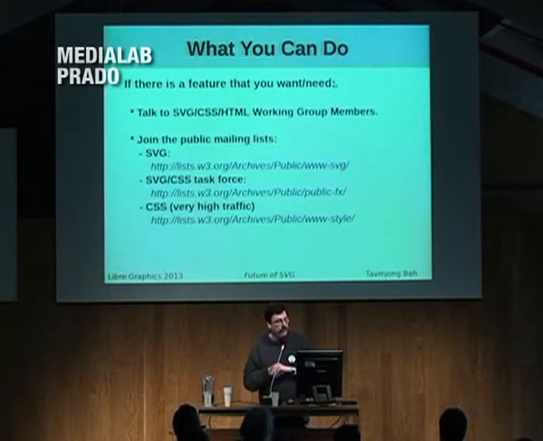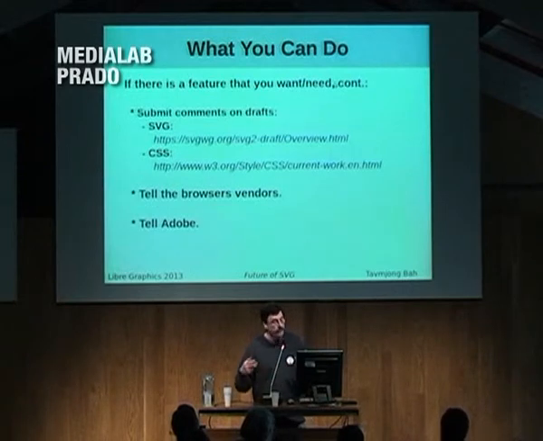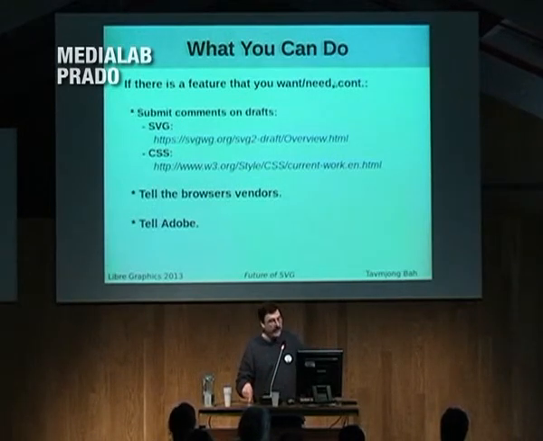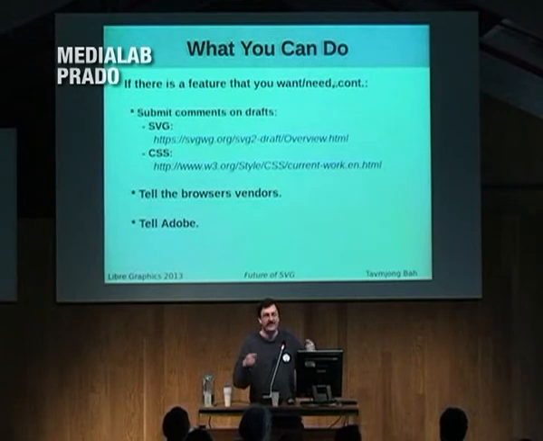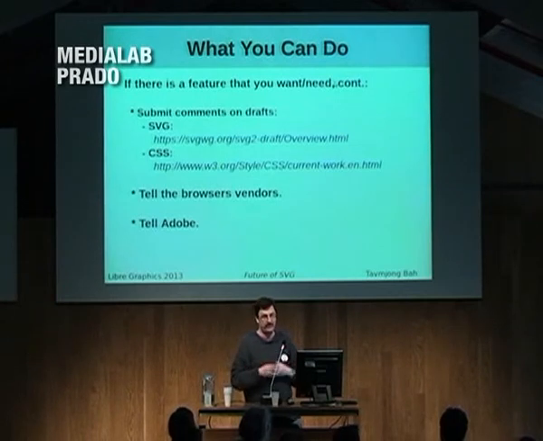So what you can do: if there's something you want or need, you need to talk to the SVG, CSS, HTML Working Group members. You can join their mailing lists. You can submit comments on the drafts. The drafts are publicly available. The newest working draft was just released yesterday for SVG. And you need to tell the browser vendors what you want. And tell Adobe. Adobe is very interested in this because new stuff means they can sell new software. They're very seriously behind on a lot of these things.